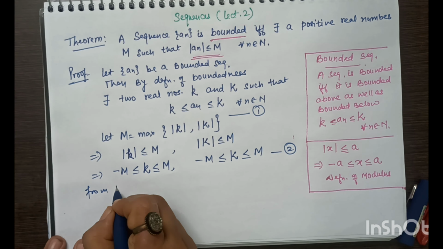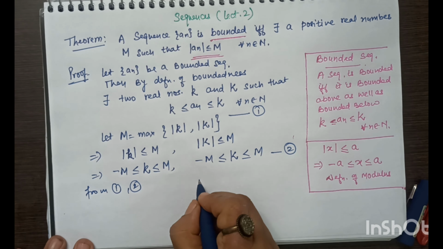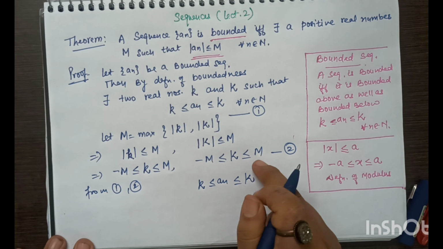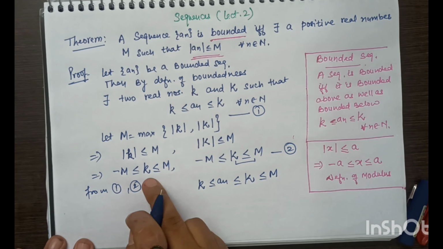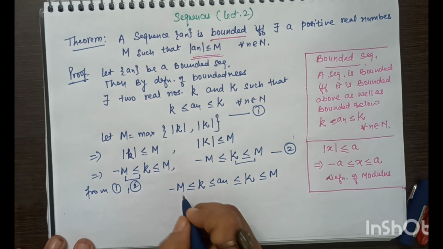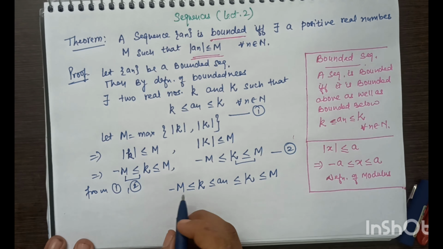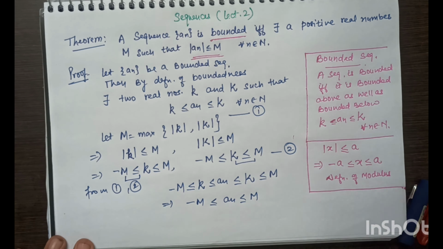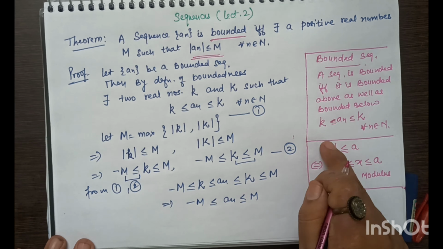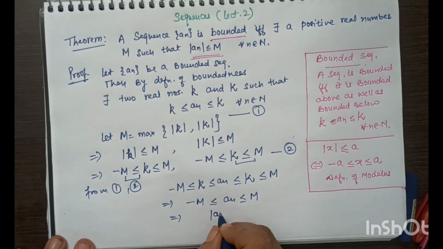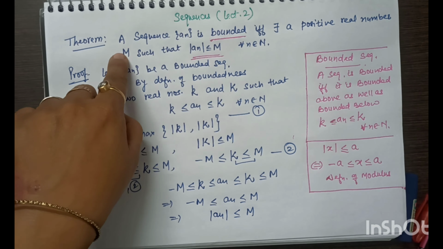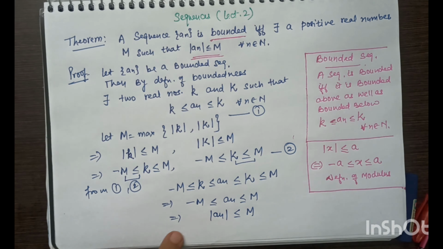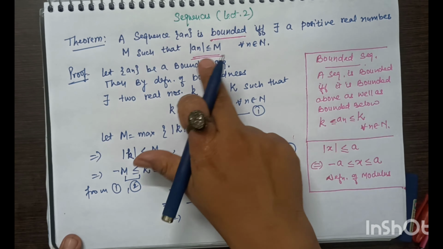Combining 1 and 2. First I am writing equation 1, a_n lying between small k and capital K. Then from the second I am taking K less than or equal to M and small k greater than or equal to −M. So every term of the sequence lies between −M and M for every n. Now again applying the definition of modulus the reverse way, I can write |a_n| ≤ M for every natural number, because the condition on the sequence is satisfied for every natural number. So this is the first part of the result.